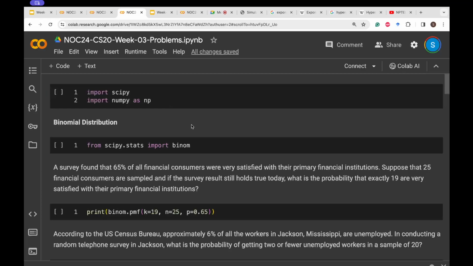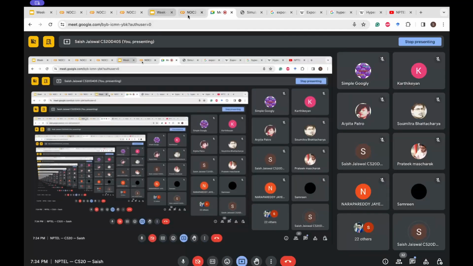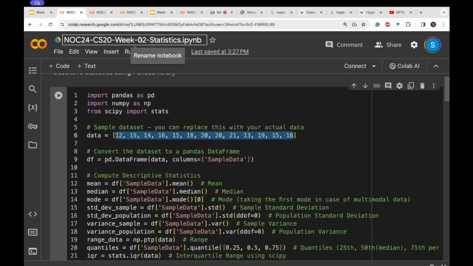So here are the problems. I hope it is readable and my screen is visible, everyone. Yes, it's visible. Okay, thanks. Again, this is in the week 3 problems. This was in week 2 statistics, but it is uploaded only to the week 3 folder.